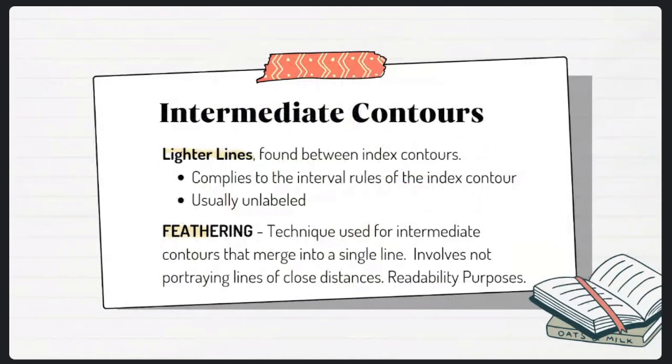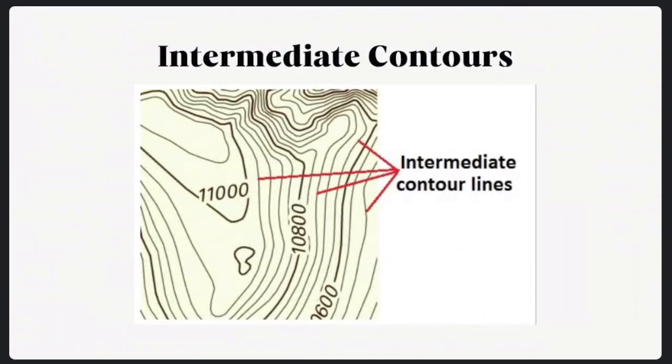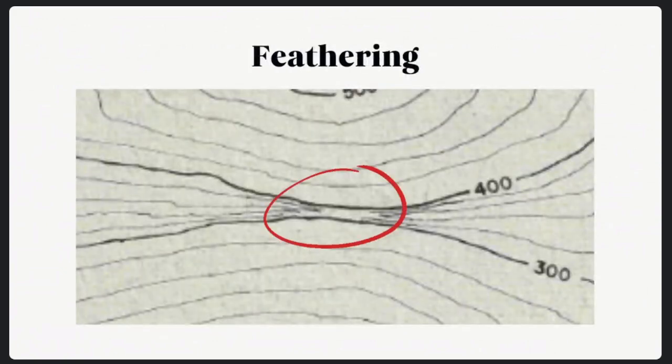Intermediate contours are lighter lines found between index contours. They comply with the interval rules of the index contour and they are usually unlabeled. For intermediate contours, there are times that there are going to be lines of close distances or they merge into a single line. There is a technique called feathering that involves not portraying lines of close distances so that it could be read. So in the next slide, that is an example of intermediate contours. And next is an example of feathering. As you can see, they do not portray the lines that have close distances so that it may be readable to others.